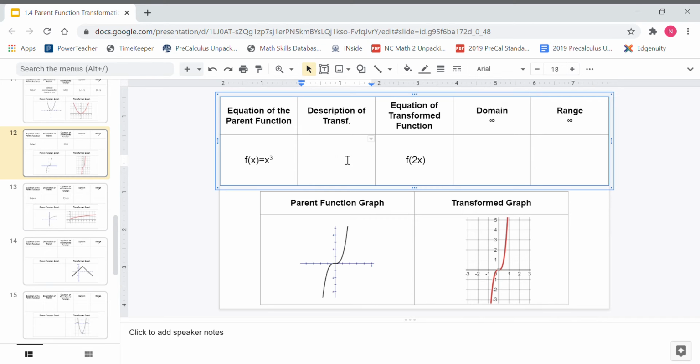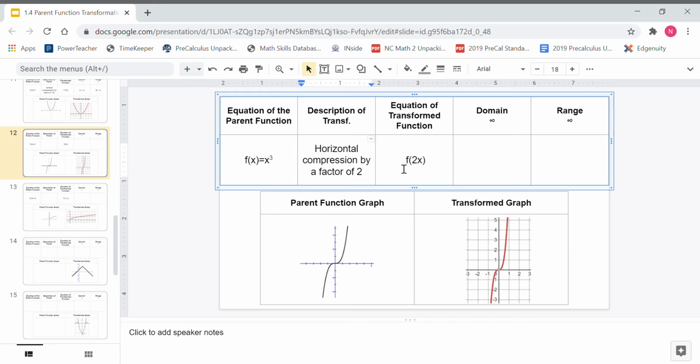But according to our function, it's not. So this 2, instead of being in front of the entire function, is inside with the x. And so it's a whole number. And so we actually know that it's going to be a horizontal compression by a factor of 2.